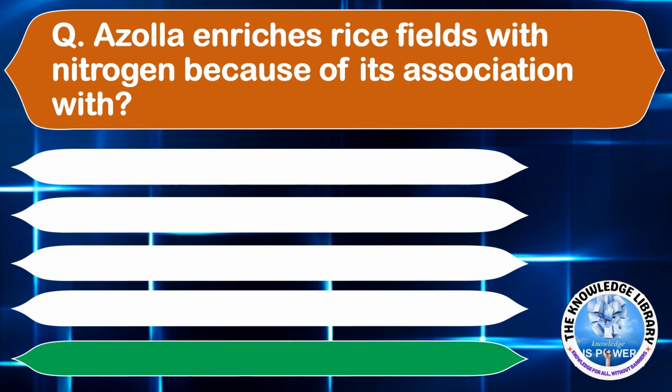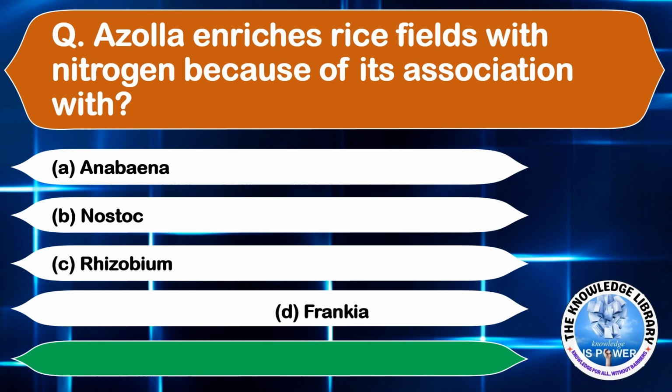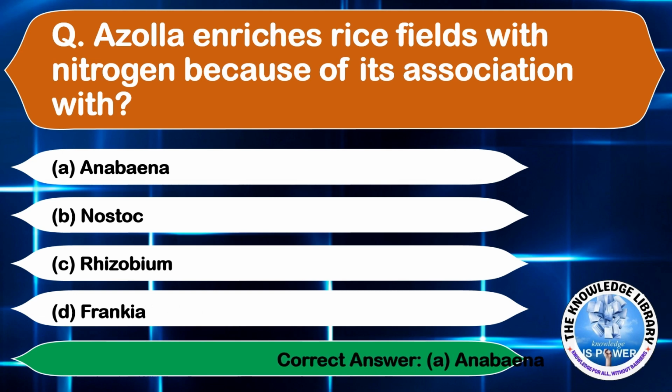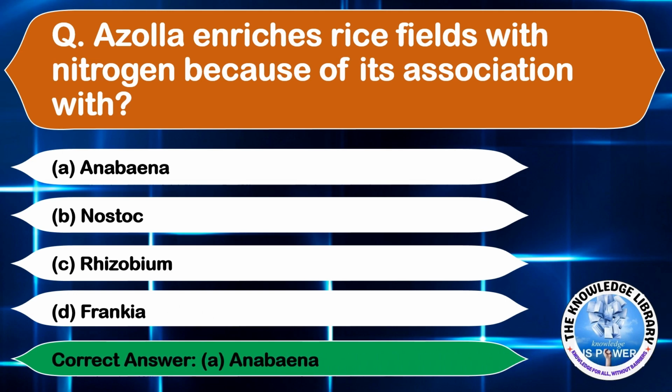Azolla enriches rice fields with nitrogen because of its association with option A, Anabaena. Option B, Nostoc. Option C, Rhizobium. And option D, Frankia. The correct answer is option A, Anabaena. Moving on to the next question.